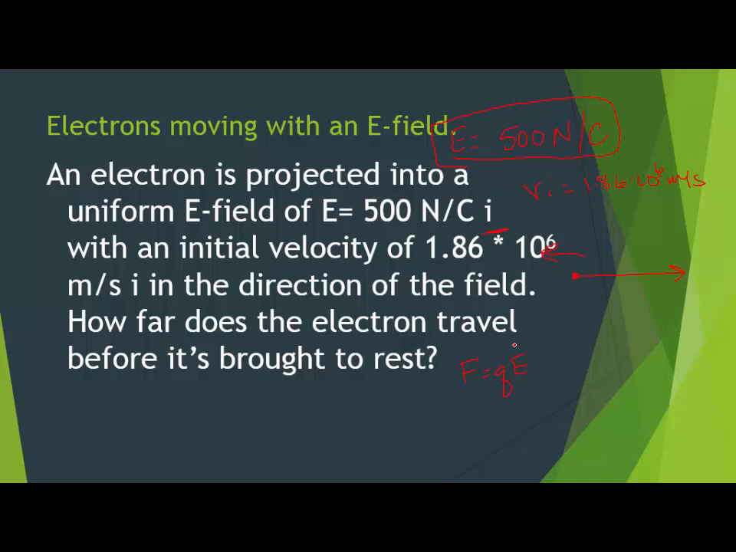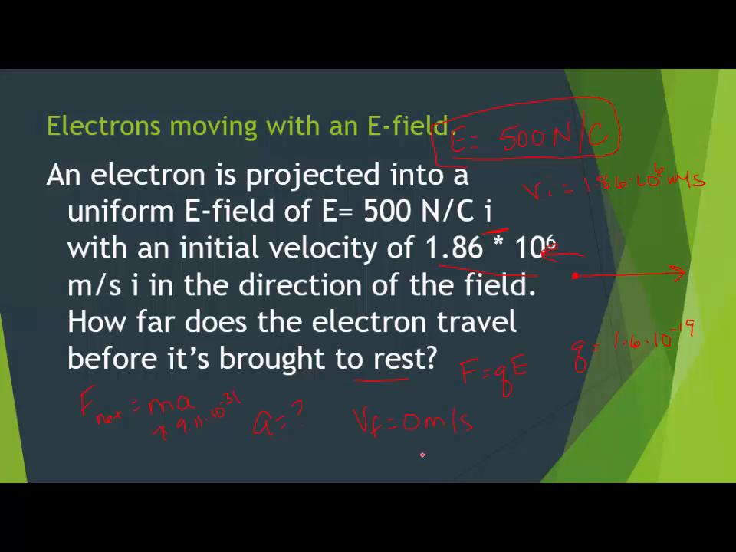So using this and the charge on an electron, 1.6 times 10 to the negative 19th, we can figure out our net force. And then we can use that net force and F equals ma to figure out our acceleration. The mass of an electron is 9.11 times 10 to the negative 31st. Once we know our acceleration and we know our initial velocity, it's coming to a stop, so we know our final.